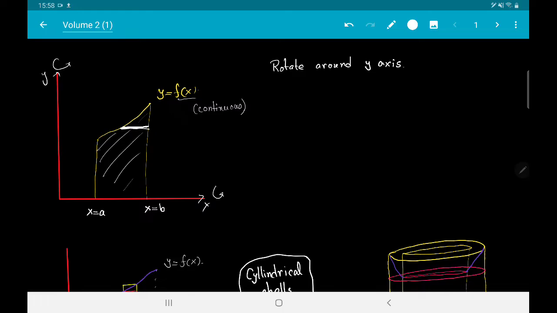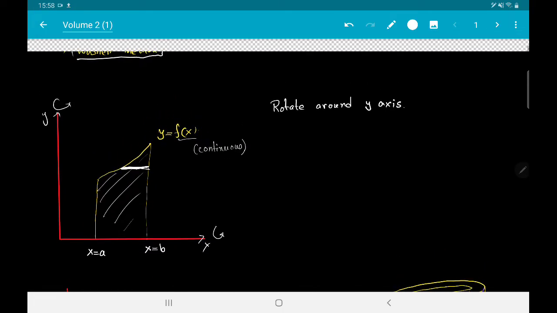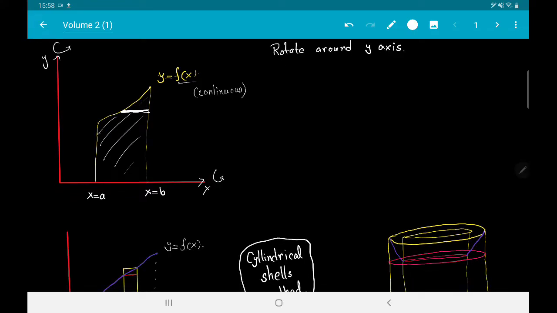How do we go about doing the washer method in this case? Here we would like to take this interval on the y-axis, and we are going to compute the area of the whole region, and we are going to subtract the area of this region. But you see, when we come to this interval on the y-axis, there is an obvious problem. Namely, here we have to write x as a function of y, and that function is going to be f inverse of y.